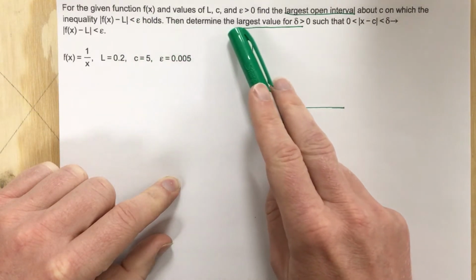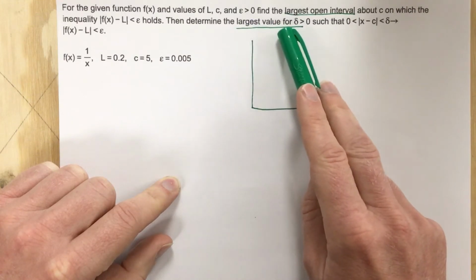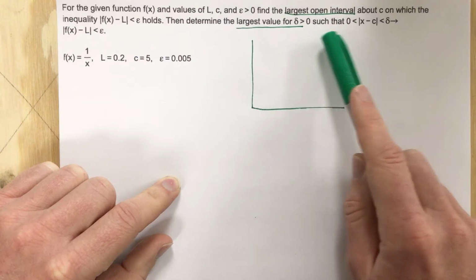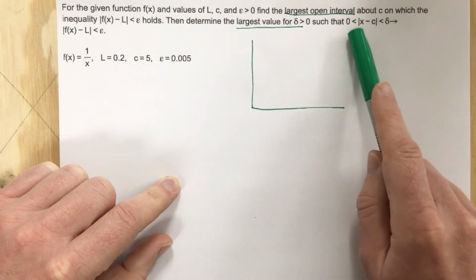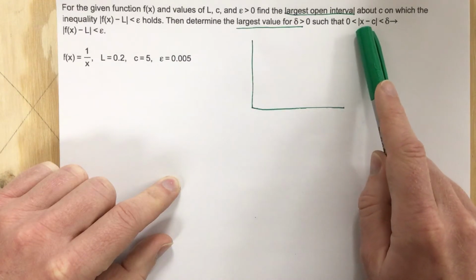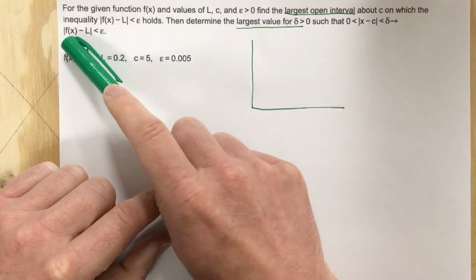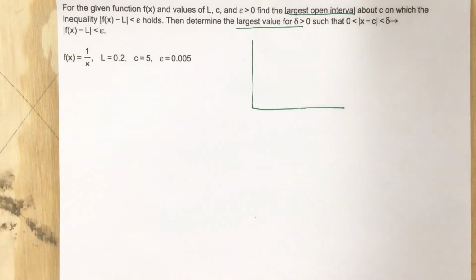Then determine the largest value for delta, so we're looking for that largest delta value, which is the tolerance of our x values, such that the definition of a limit holds. So 0 less than absolute value of x minus c less than delta implies absolute value of f of x minus L is less than epsilon. So what are we really trying to do in this problem?